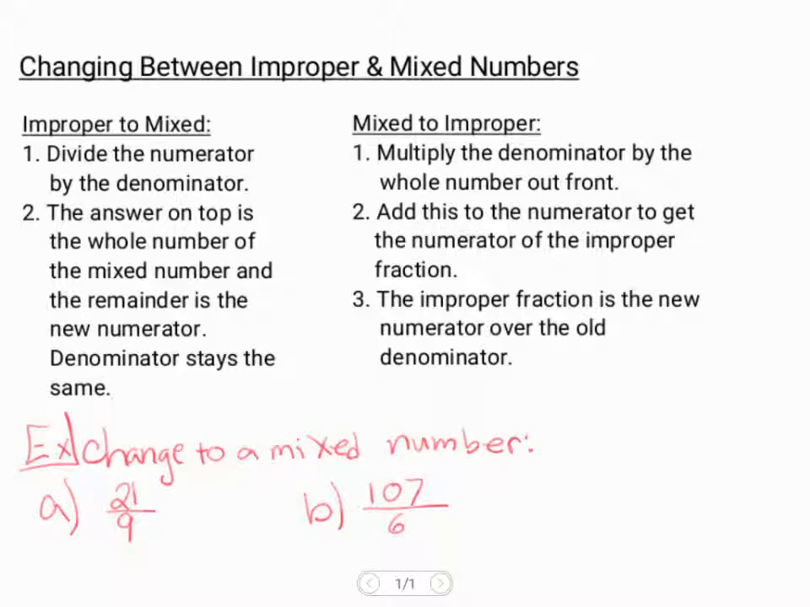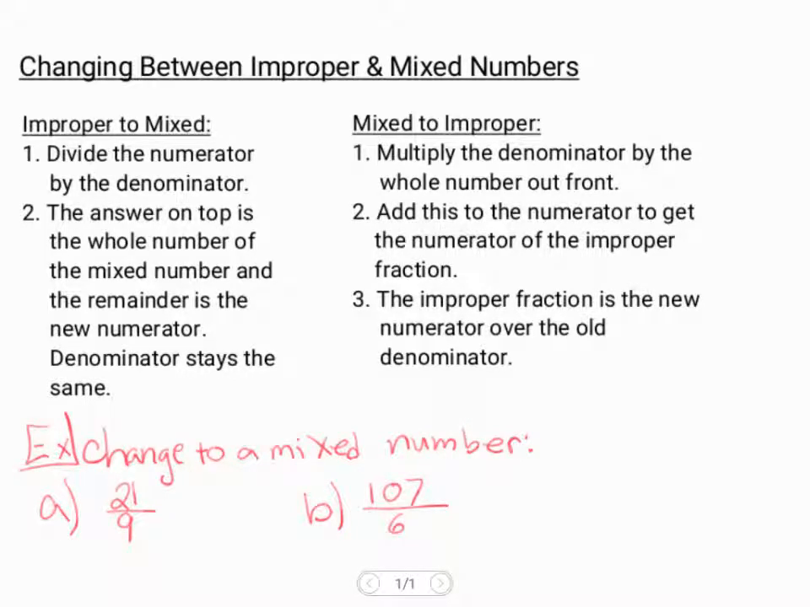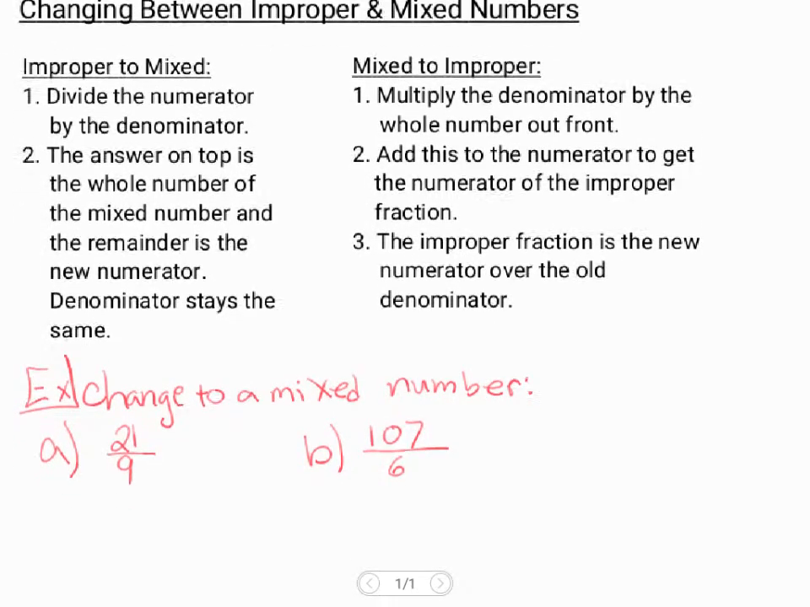So to change from an improper to a mixed number, we're going to show how to do each one. To go from improper to mixed, really all you've got to do is divide the numerator by the denominator. The little pieces you get out of there, like the answer and the remainder, are going to tell you what your mixed number is going to be. So you divide the numerator by the denominator.